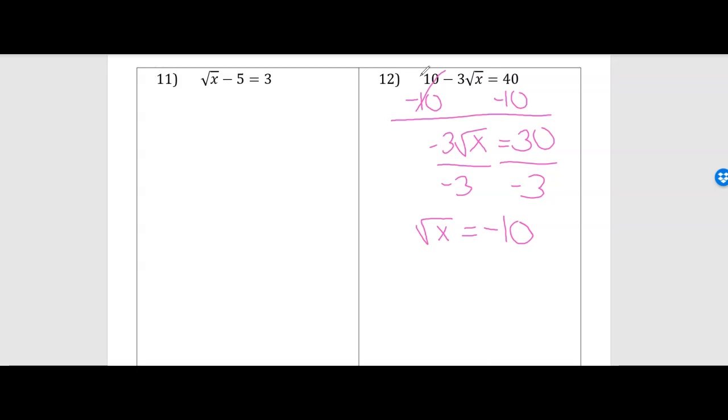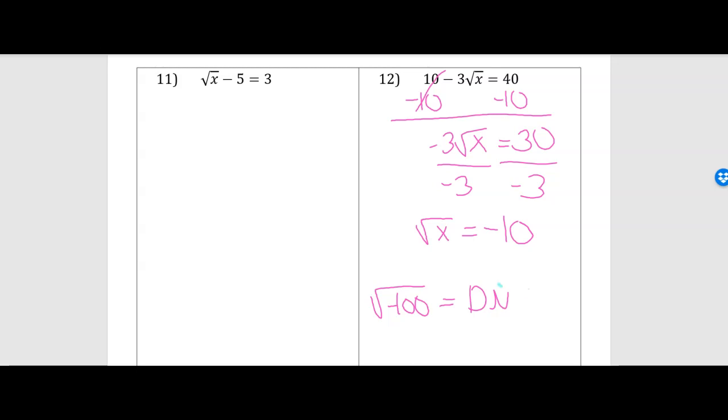Now, here's where we should stop and think for a second. If I take the square root of a number, will I ever get a negative number? And you can test it, right? You may think, okay, maybe I need to take the square root of negative 100, right? But if you take the square root of negative 100, this is something that does not exist. If you put it into your calculator, you're going to get an error. You cannot take the square root of a negative number.